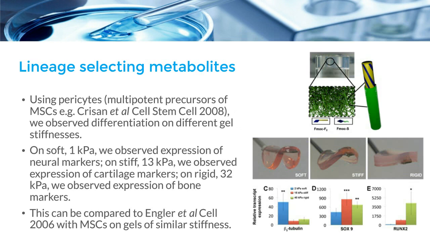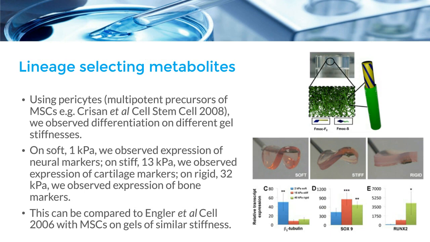So for the first story, I'm going to focus on the use of pericytes. So let me first explain what these are. These are perivascular stem cells, which are considered multipotent precursors of mesenchymal stem cells, which of course most people have heard of now. Pericytes are found on the vasculature throughout the body. They're multipotent as a mesenchymal stem cell, so can turn into osteoblasts, chondrocytes, adipocytes, fibroblasts, etc.